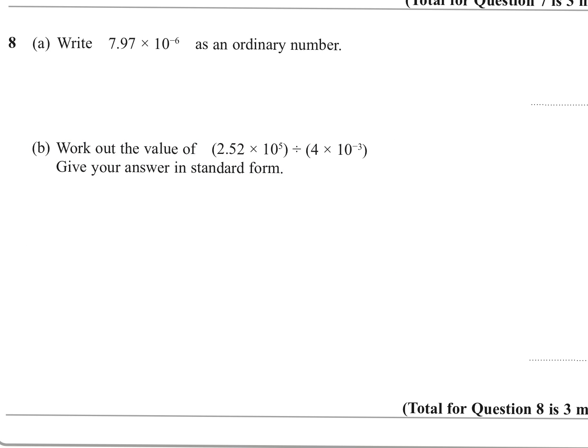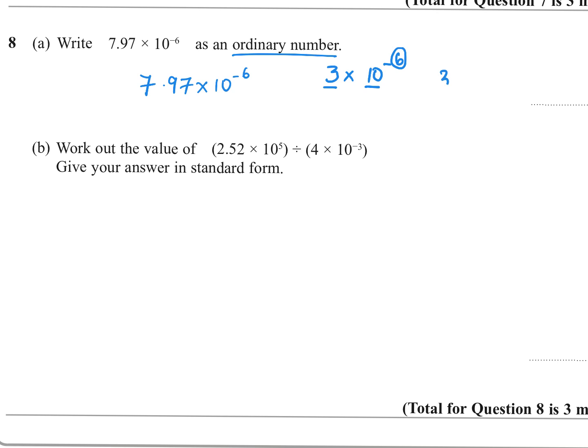So question 8, we have to write 7.97 times 10 to the minus 6 as an ordinary number. So if you think about it, if we have 10 to the power negative 6, that means divide whatever number is in front. So say we take the number 3, a nice easy number. It means divide that number 3 by 10 6 times.